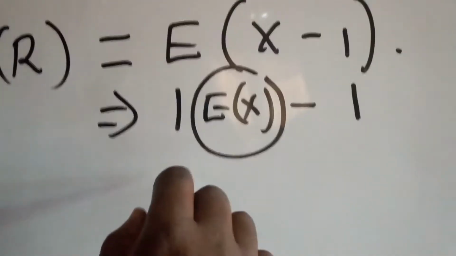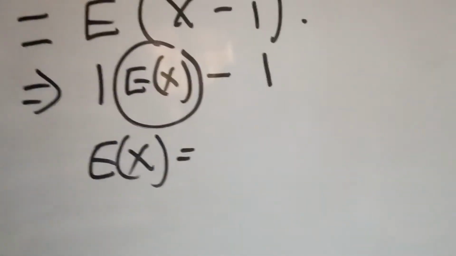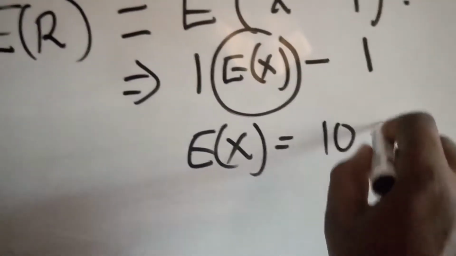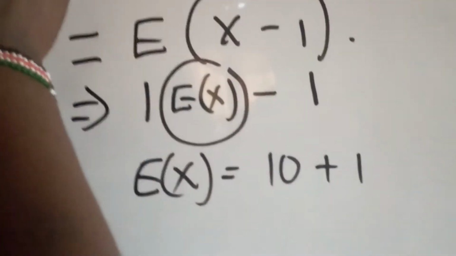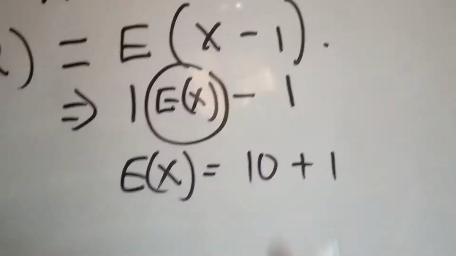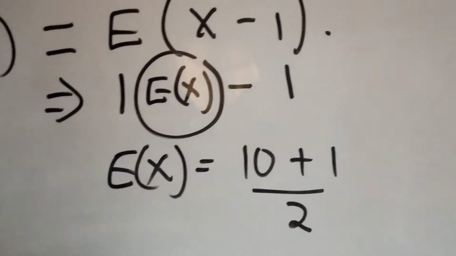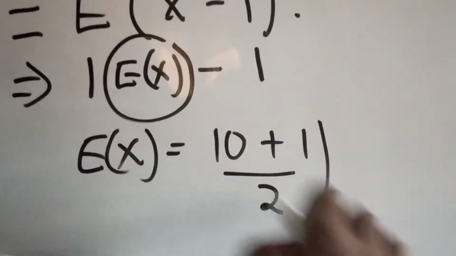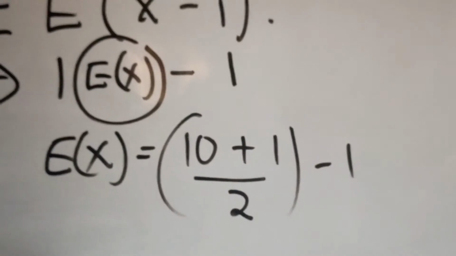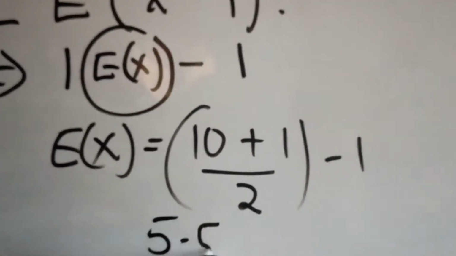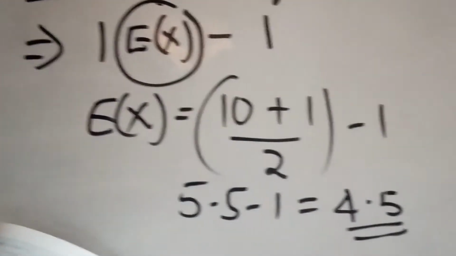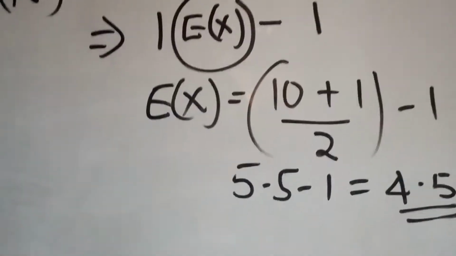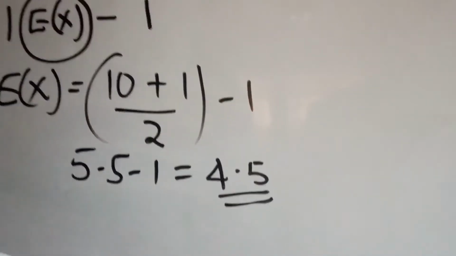But from this, we can highlight this and use it this way. That means E(X) is equal to (n plus 1) over 2, whereby our value of n is 10, because we have 10 numbers here, 10 positions from 1 all the way to position 10. So that is (10 plus 1) divided by 2. After that, we subtract 1. This is just 5.5 minus 1, which is 4.5. And by extension, that is the expected value of R.